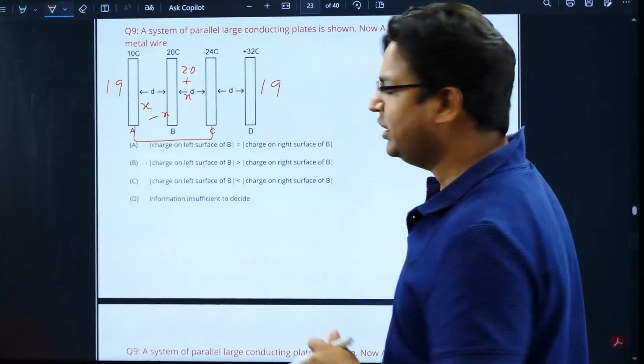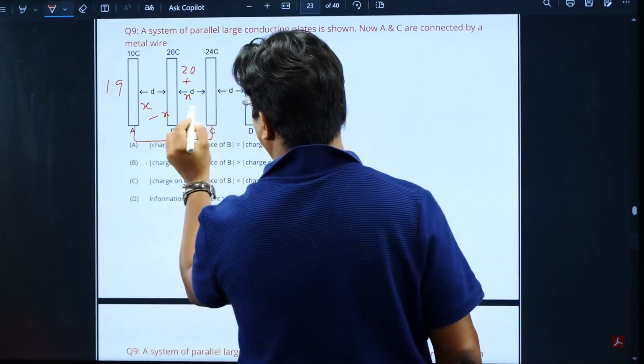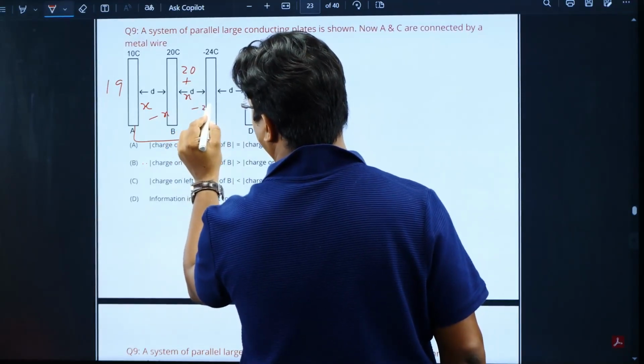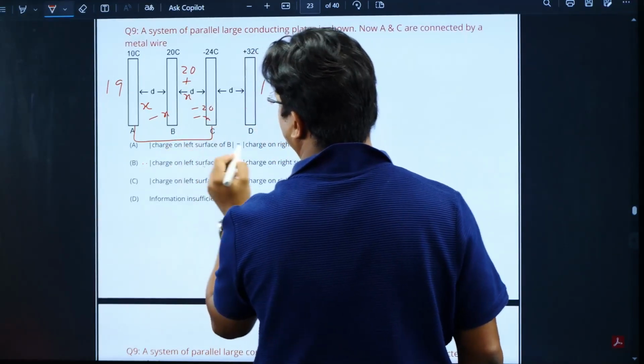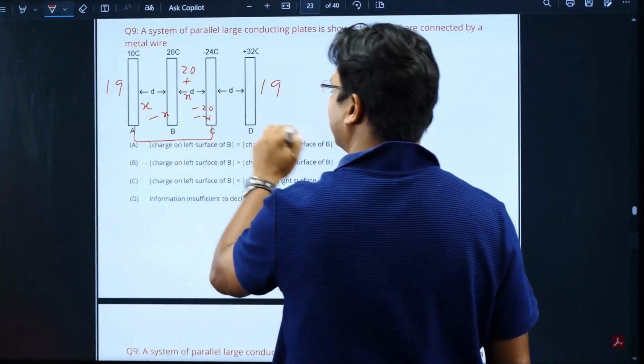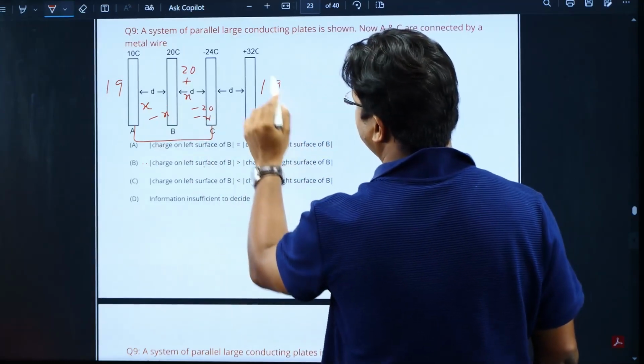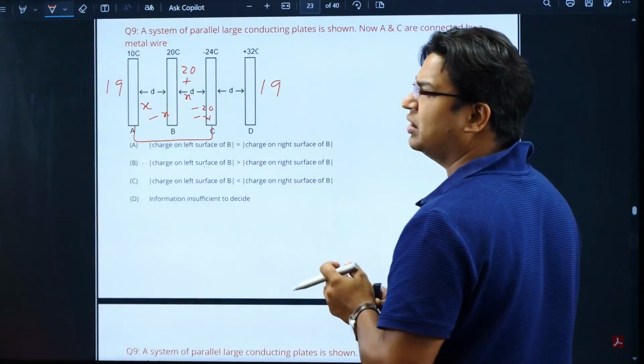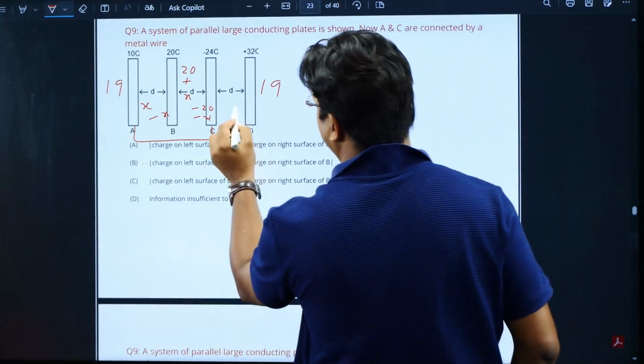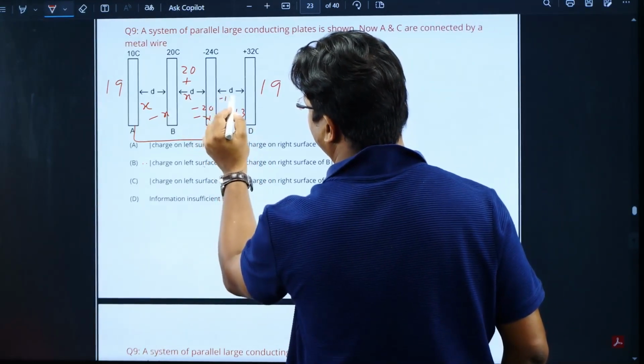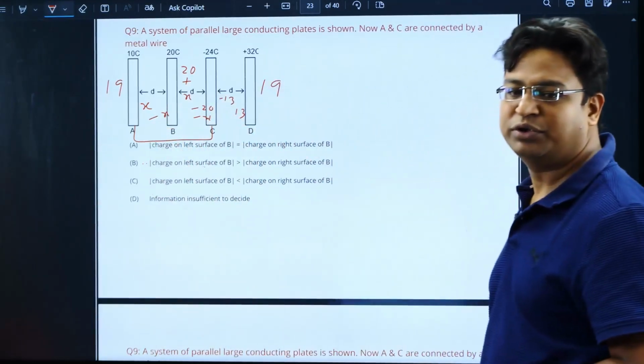Then the facing surface will have a charge of minus 20 minus X. And what about this charge? Here it is 19, and the total was 32, so 13 coulomb. 13 coulomb will be on this side and minus 13 will be on this side. Now we need to find the value of X. How do we do that?